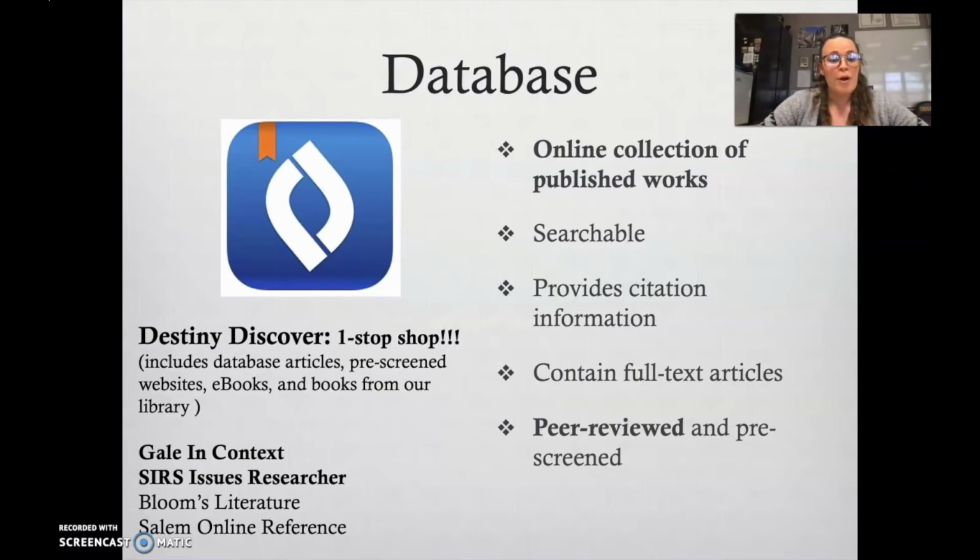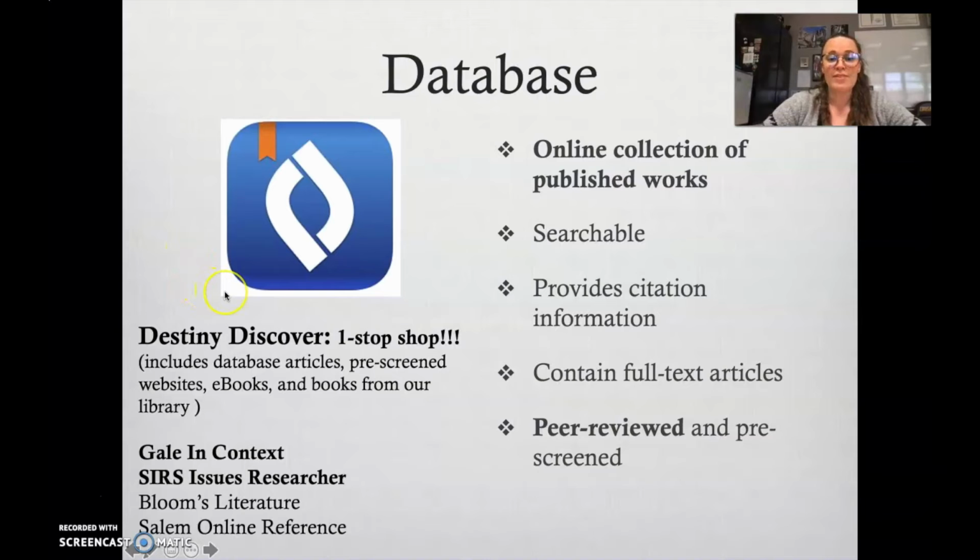This Destiny Discover app also has ebooks, and it allows you to search for hard copy books that are present and available in our library on campus. Okay, so it's actually really a helpful app because you can do one search, harmful effects of television, and it will give you options for databases, for pre-screened websites, for ebooks. And like I said, if we have something related to that topic in our library, then it'll tell you, hey, we have this book and you can come check it out, or you can come make copies of it or whatever. Okay, our library is a great resource for you.